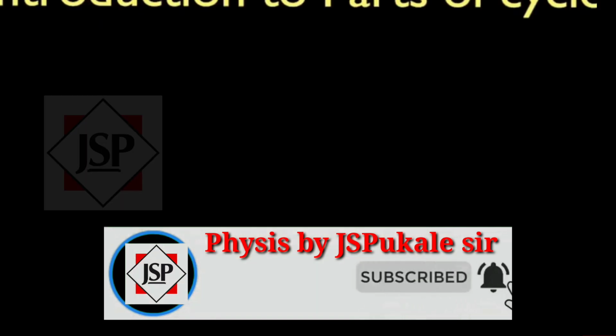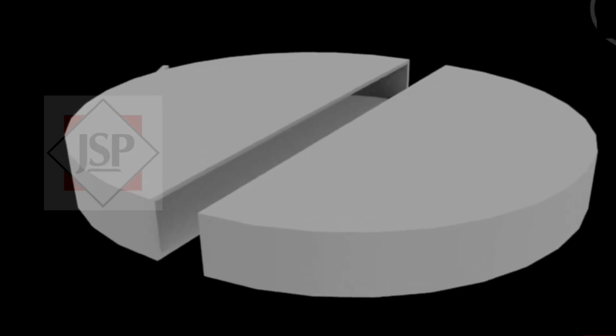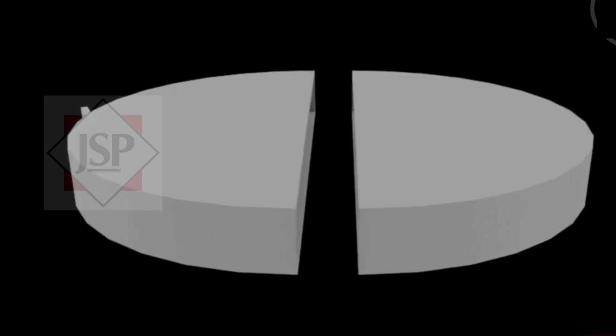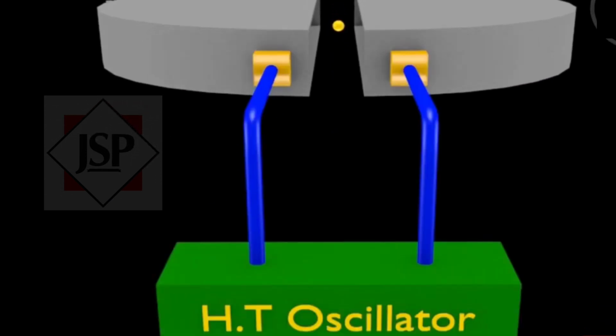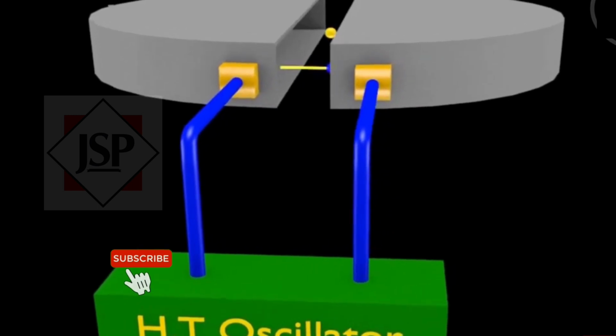Introduction to parts of the cyclotron. The cyclotron consists of two flat semicircular metal boxes called D's, arranged with a small gap between them. A proton, or maybe a combination of proton and neutron, is located near the midpoint of the gap between the D's. The D's are connected to the terminals of a high tension oscillator so that a high frequency alternating potential of several million cycles per second exists between the D's.